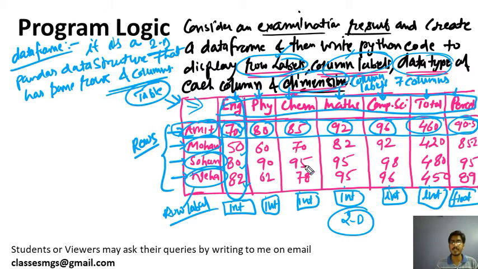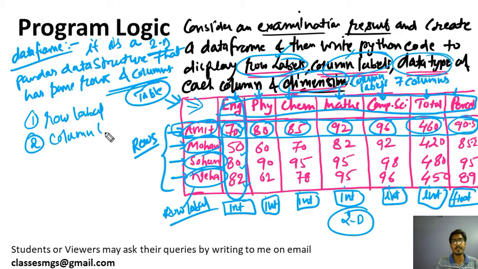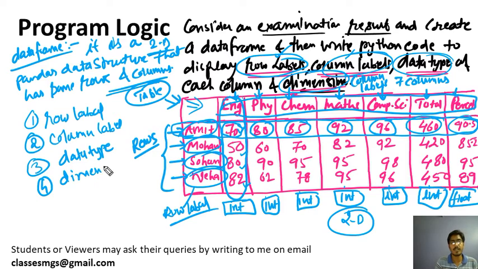This data frame is given, and you should know what the row label is. I have explained what a row label is, because without knowing these terms you will not be able to write down the code. Then you need to know the column label. I have explained, these are column labels. Third, you should know what the data type is: the type of data held by the column. Fourth, you should know the dimension. Dimension means the dimension of this particular data frame. A data frame is a two-dimensional structure, so its dimension will be two-dimensional.